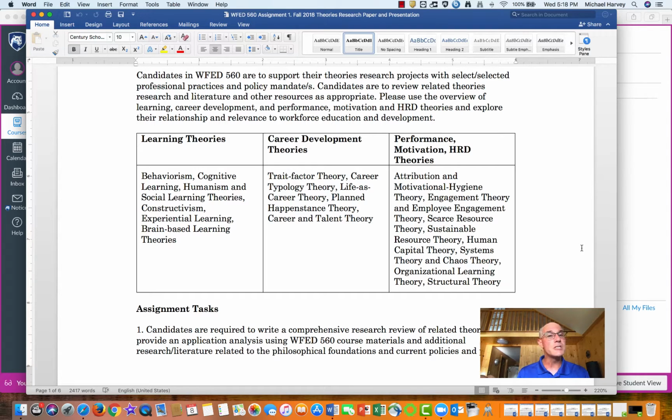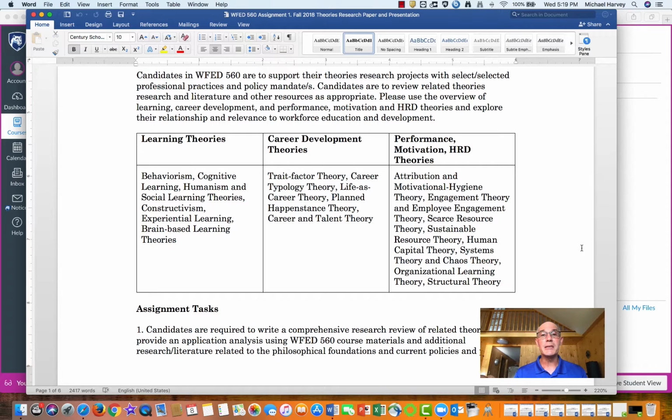I'll provide you with just a basic overview that will steer you in the right direction for selections of your theory, but also for your research in your theory. There are 4 silos of theories in workforce education and development. The first one is learning theories, which includes such theories as behavioralism, cognitivism, learning theory, social learning theory, constructivism, experiential learning, and brain-based research. Those are the theories that align with workforce development as part of the learning theories.